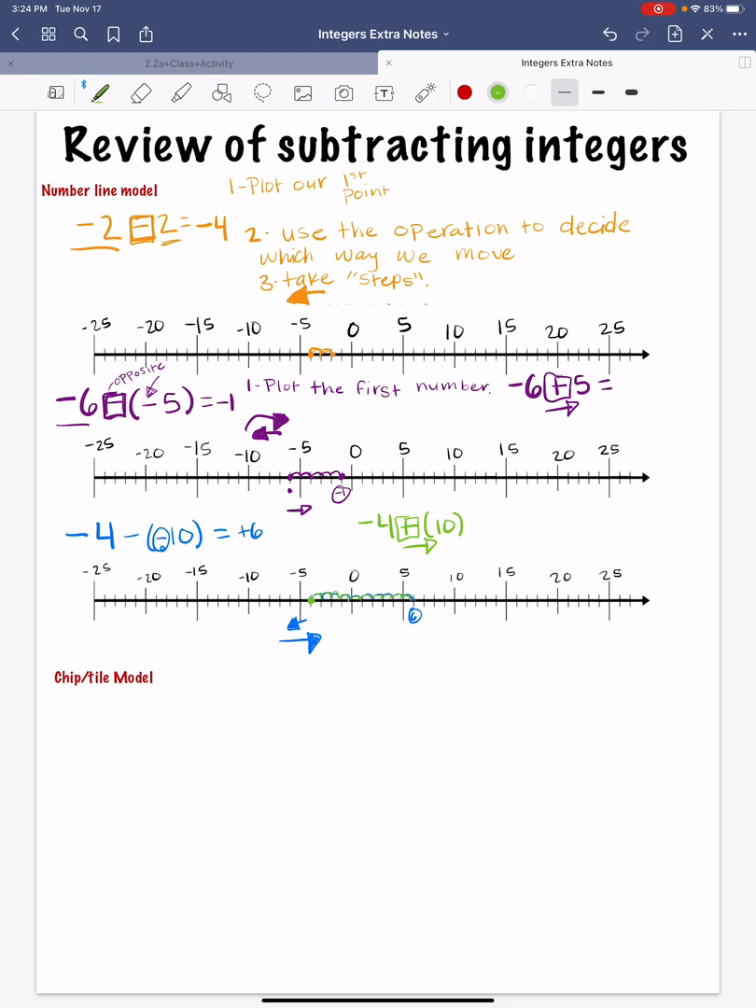So really, guys, the key point here is to remember that subtracting a negative is actually adding a positive. So for example, negative 2 minus negative 2 becomes negative 2 plus positive 2, which would be 0.